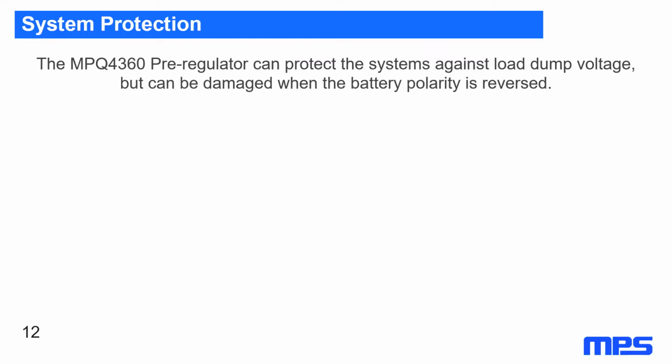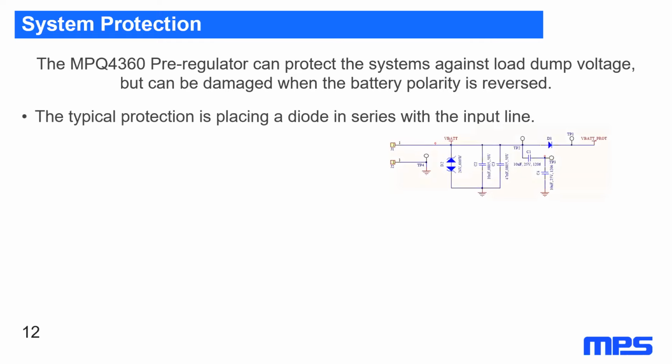To finish, let's check if we need any other system protections. So the MPQ4360 pre-regulator can protect the system against a low dump voltage, since it can survive 40 volts. But it can still be damaged when the battery polarity is reversed. We need to add something to protect the pre-regulator from the nasty conditions at the car battery. The typical protection would be placing a diode in series with the input line.